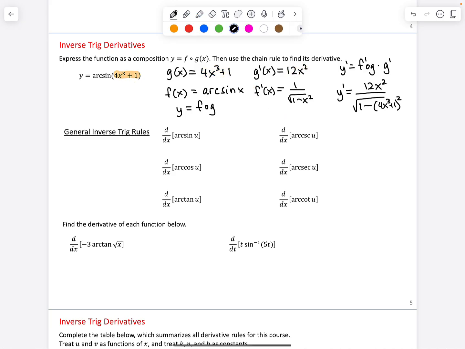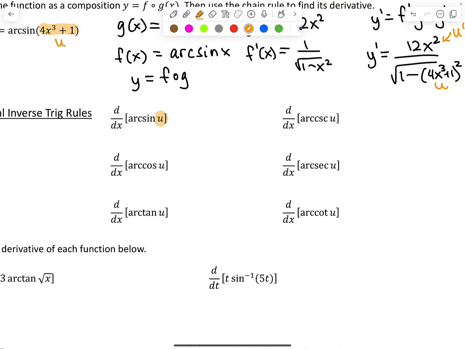So in summary, if you call the argument u to stand for some function, this would be a u here. Up top would be u prime. This allows me to create a generalized inverse sine rule. So here we have u representing any function. We're differentiating with respect to x. The derivative of arc sine is 1 over the square root of 1 minus the argument u squared, and then chain rule times u prime, which I'll just put in the numerator.